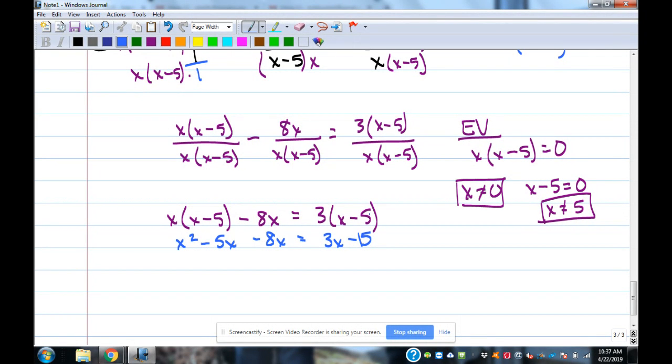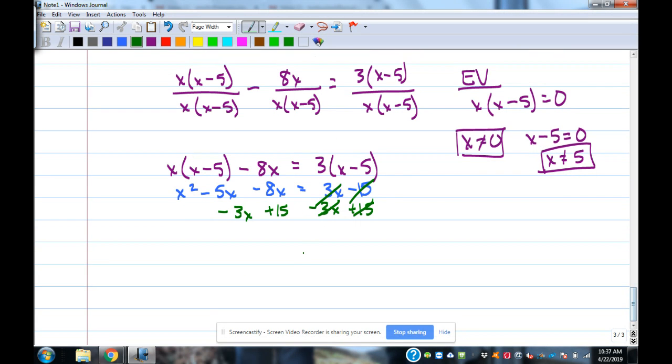And then what do we need to do? To do that, we need to do what? Get it equal to 0. So I'm just going to move this stuff. And I know I've got some like terms already over there on the left. Minus 3x and then plus 15. There's my equal to 0. So I have x squared. I've got a negative 5, a negative 3, and a negative 8x. So that's going to be negative 16x plus 15.